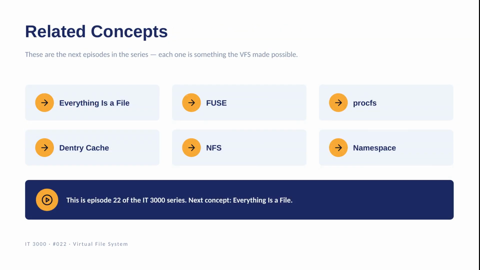And once you have that separation clear, a whole family of ideas opens up, every one of them a direct consequence of the VFS design. Everything as a file is only possible because VFS abstracts the operations. FUSE lets you write a file system in user space by plugging into that same interface. procfs exposes kernel state as if it were files. The dentry cache is what keeps path lookups fast, NFS makes the network look local, and namespaces let each process see its own version of the tree. We'll pick these up one by one, starting next episode with the phrase that started it all.